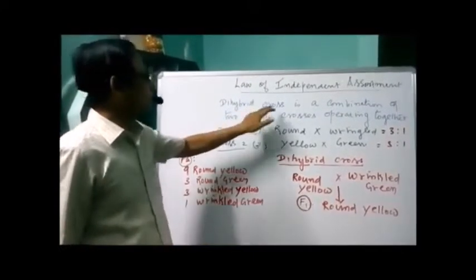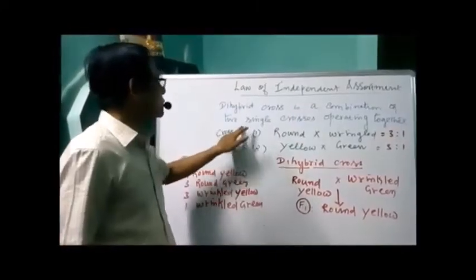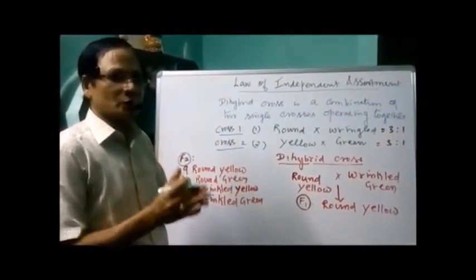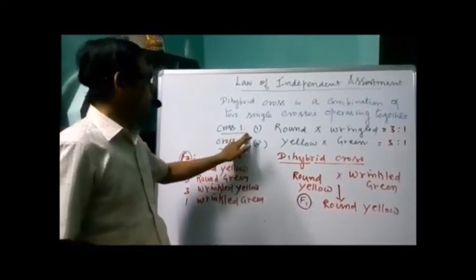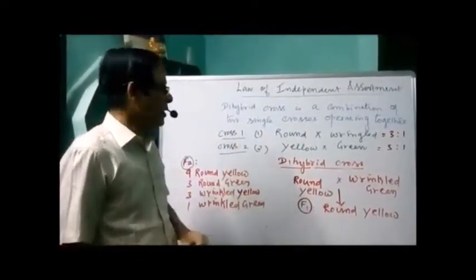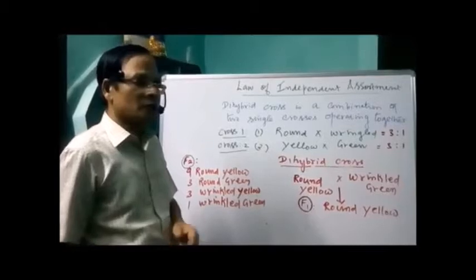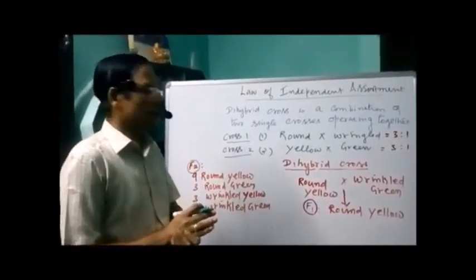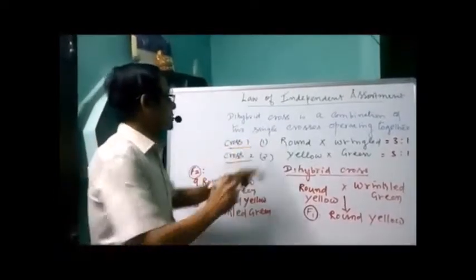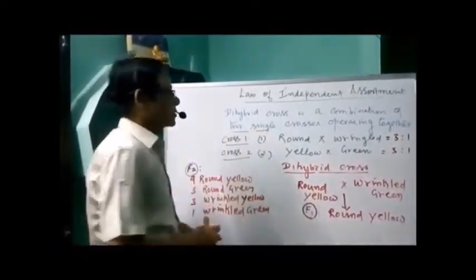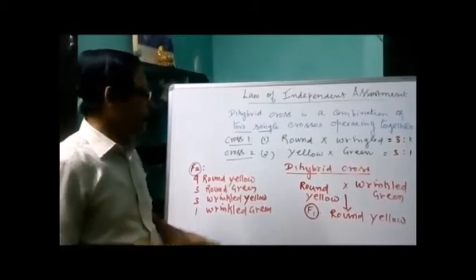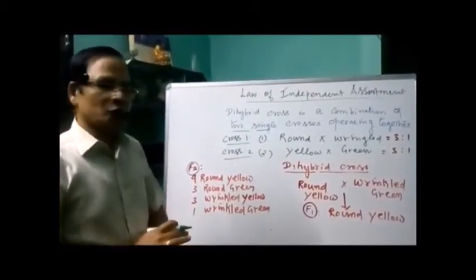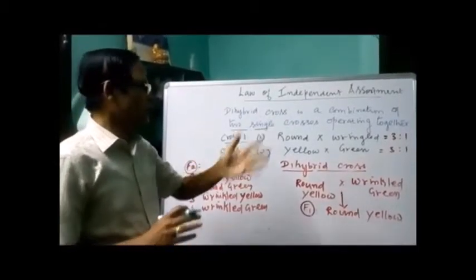A dihybrid cross is a combination of two single processes, and both single processes are operating together. One cross is round and wrinkled, another cross is yellow and green. So it is nothing but a combination of two monohybrid processes. That is what I mentioned, two single processes. We are getting the phenotypic ratio in both the cases as 3:1.